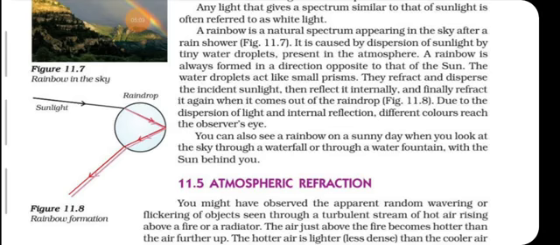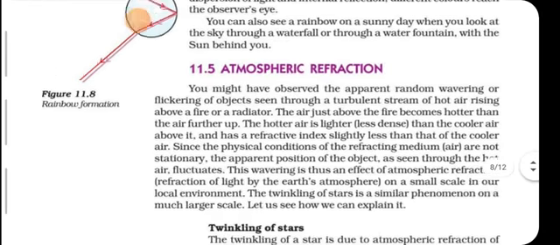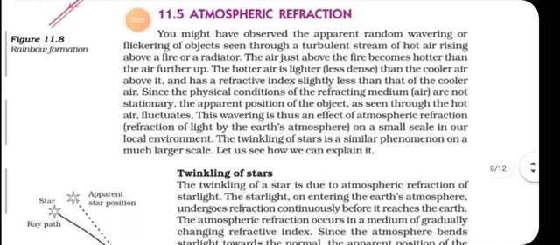Okay, and the next topic that we started yesterday and are going to go into in detail is atmospheric refraction. As we have seen, objects appear flickering, wavering or shivering above a turbulent hot stream. Why does this happen? Because the air just above the fire becomes hotter than the air further up.